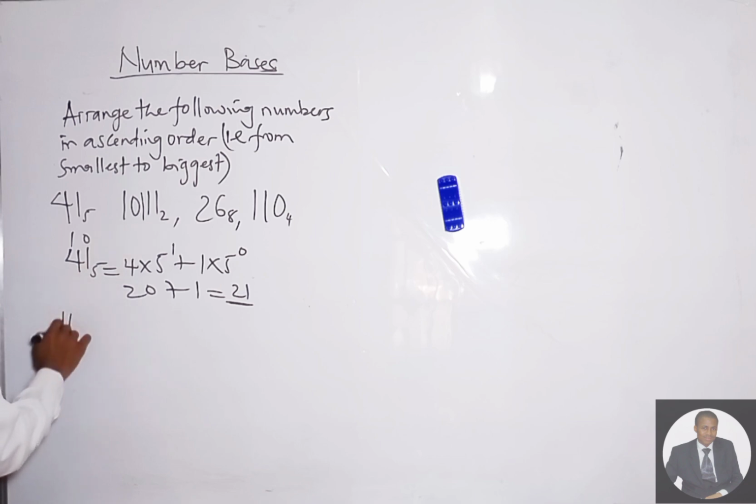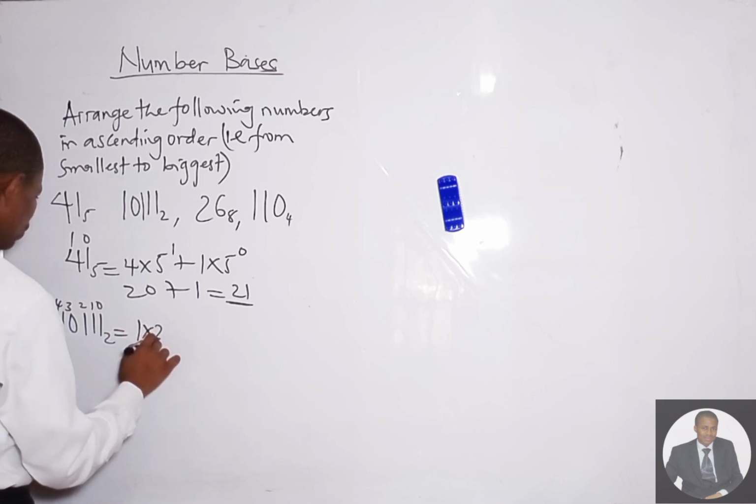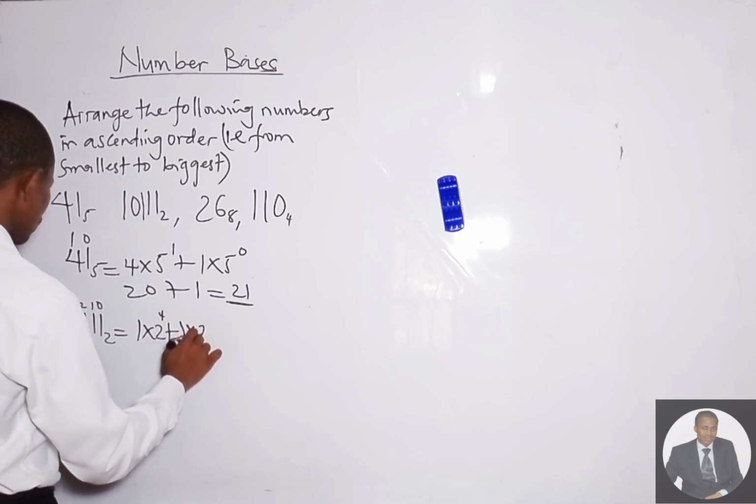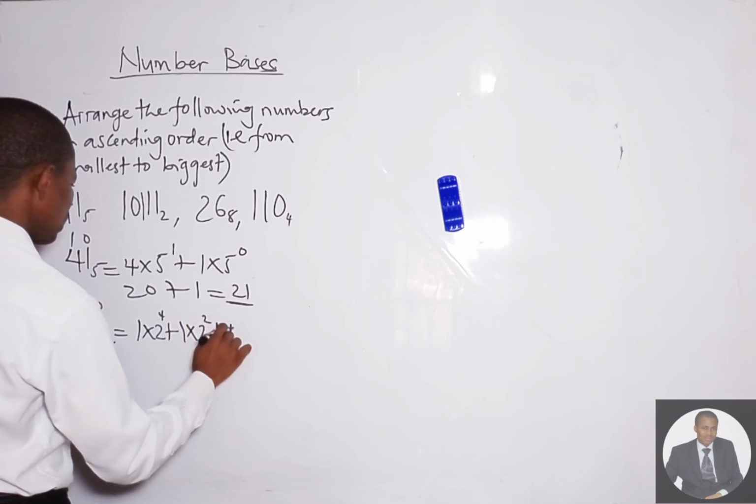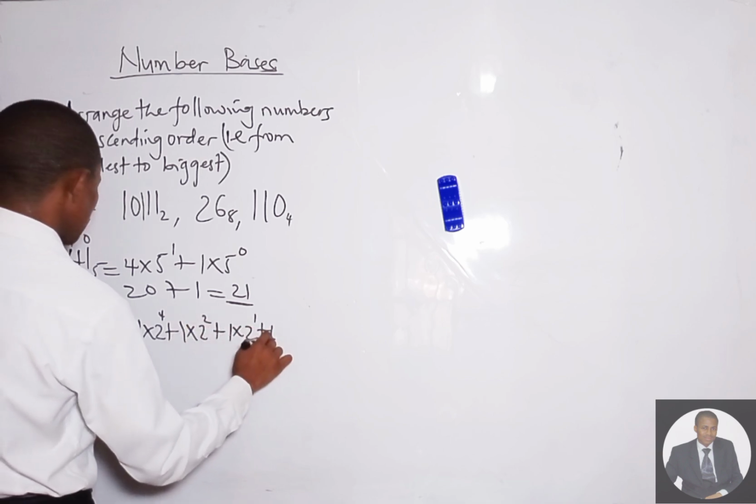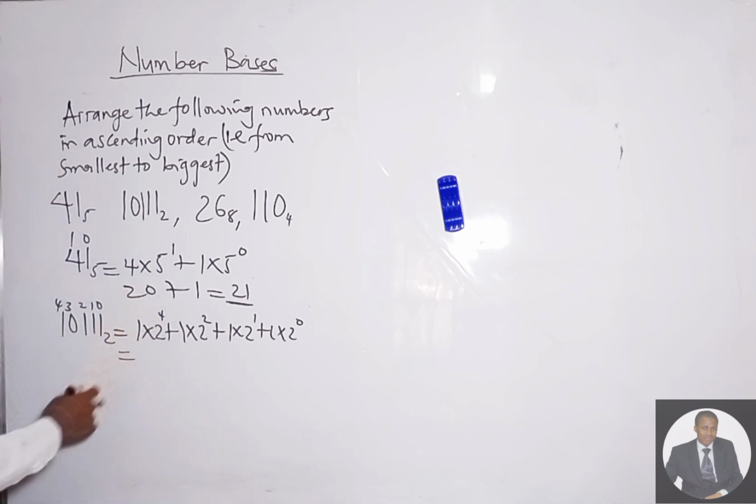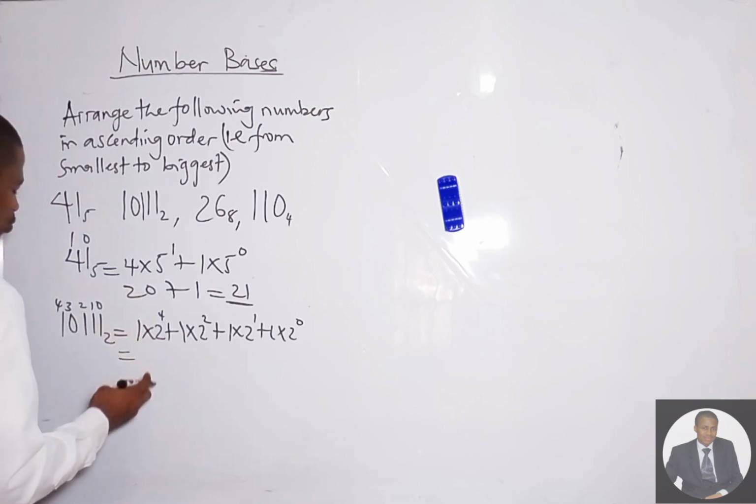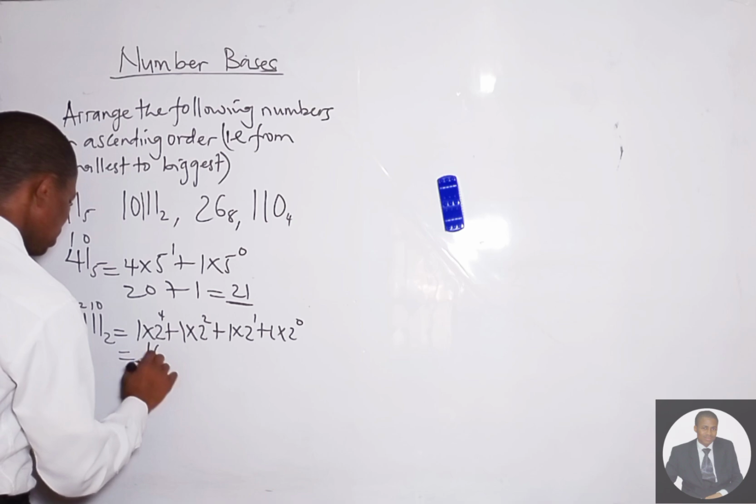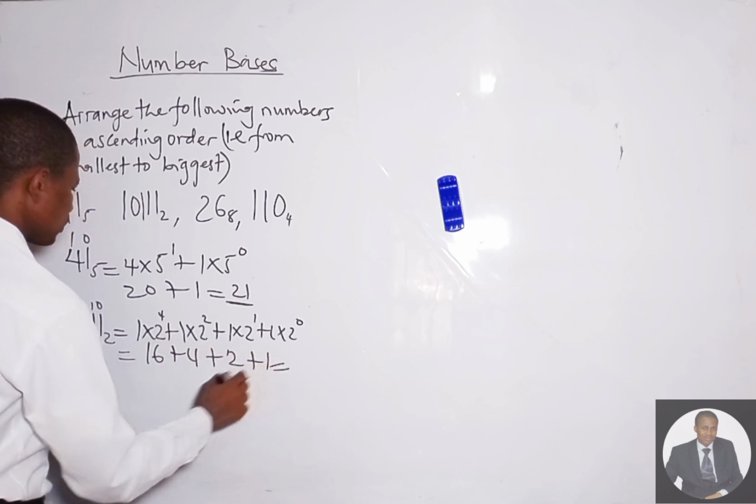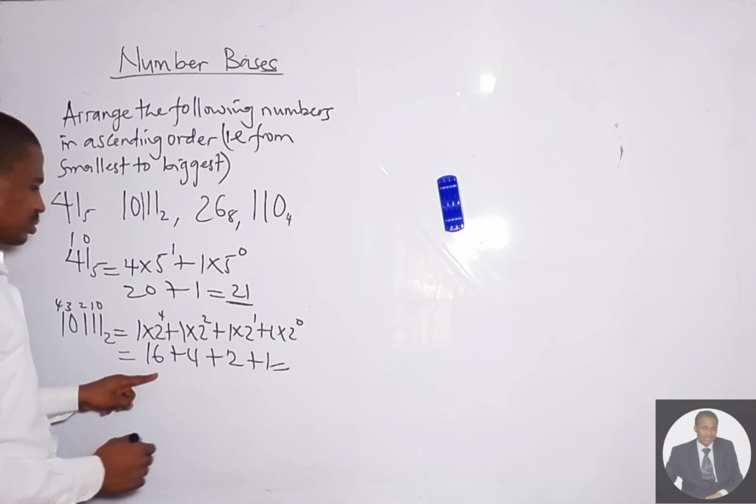Then we come to 10111 base 2. That will be 1 times 2 raised to the power 4 plus 1 times 2 raised to the power 2 plus 1 times 2 raised to the power 1 plus 1 times 2 raised to the power 0. 2 raised to the power 4 is 16: 2 times 2, 4; 4 times 2, 8; 8 times 2, 16. 16 plus 4 plus 2 plus 1 will be 23.